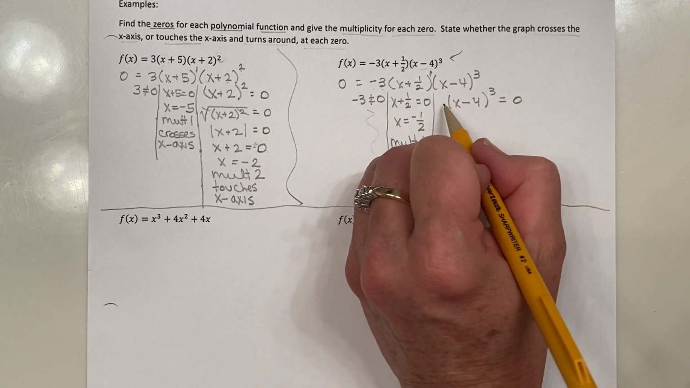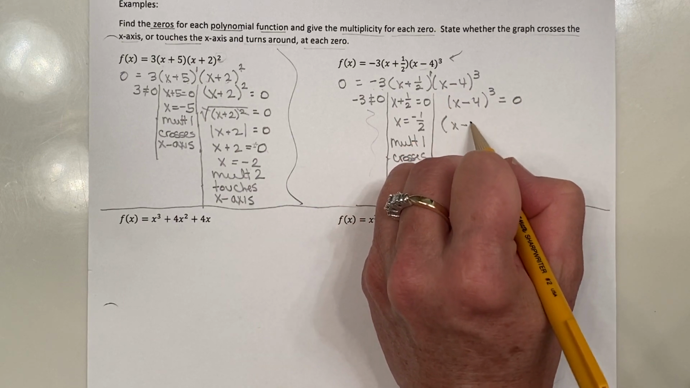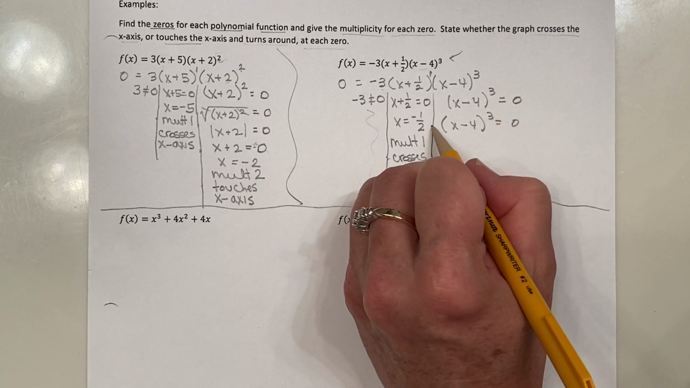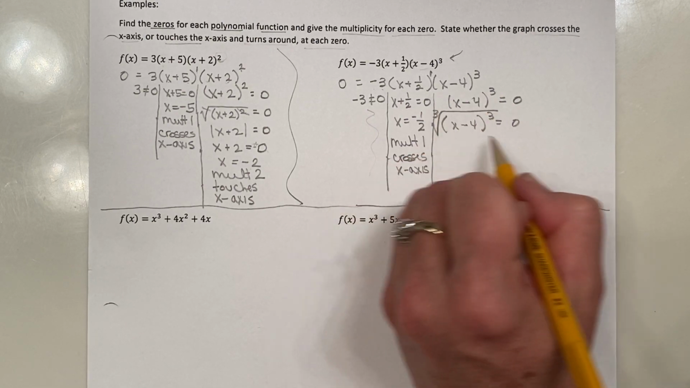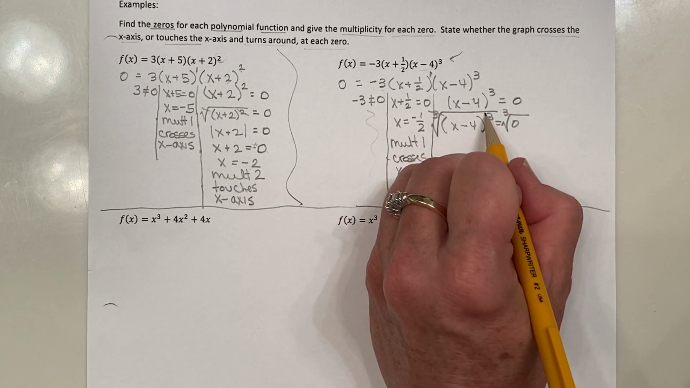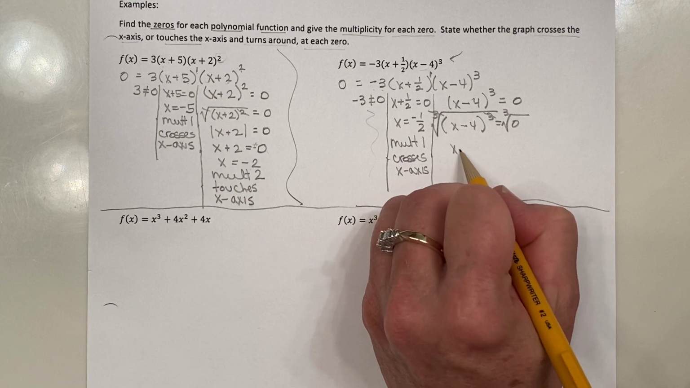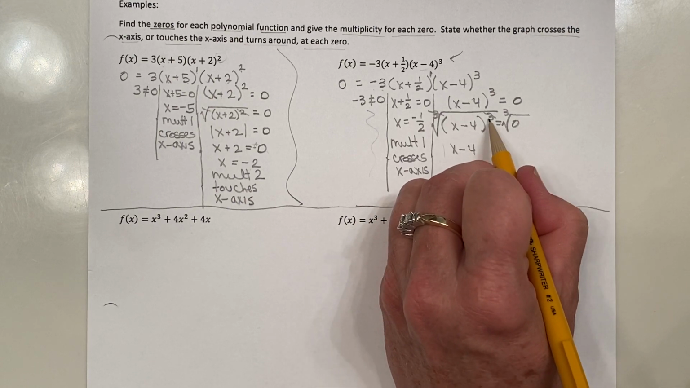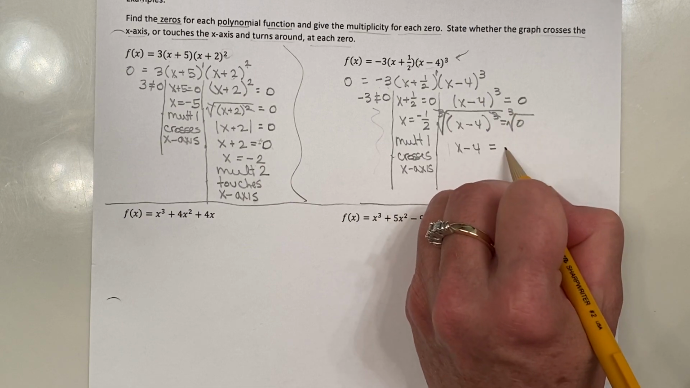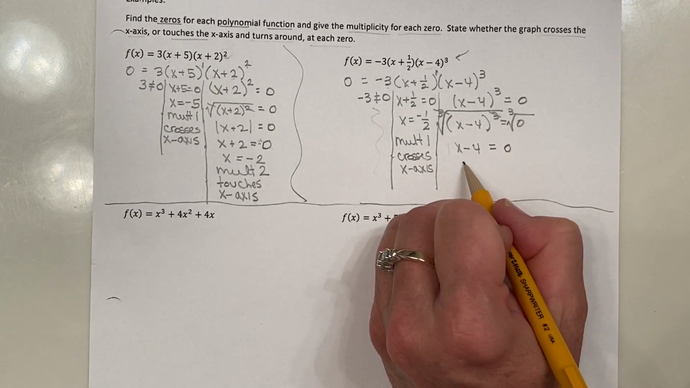Set this factor equal to 0. Let's go ahead and bring in the cube root on both sides of the equation to get rid of that cube power. So cube root here, cube root on the 0. Cube root undoes the cube. I bring out x minus 4, but no absolute value because that's an odd power. There's only going to be one solution. Cube root of 0 is 0. Add the 4 to both sides.